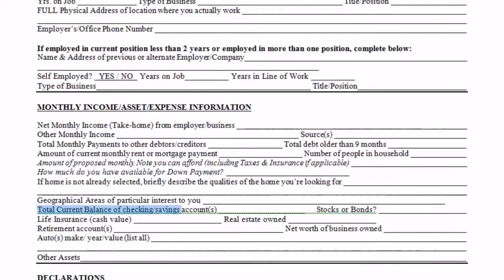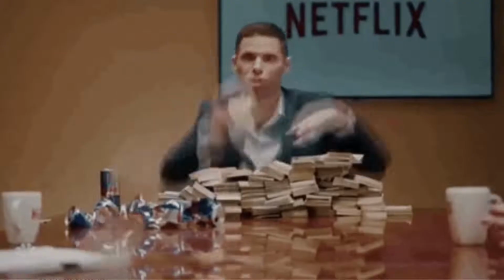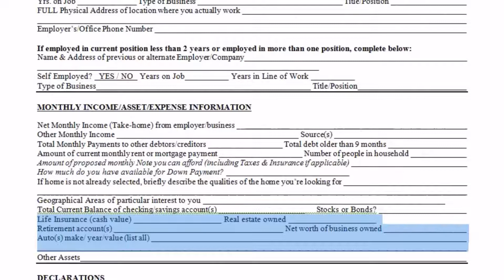Total current balance of checking and savings accounts and stocks and bonds. You just explain to them again, I'm not trying to pry into your business, but in a sense, kind of am, because this is part of the process of becoming a homeowner, having these kinds of things assessed. Along those same lines, cash value of any life insurance policies, any other real estate they own, the value of that, retirement accounts, net worth of any business owned. Basically, the more and better they put here, the more they're worth, and the more perhaps bankable they are for you, or reliable.